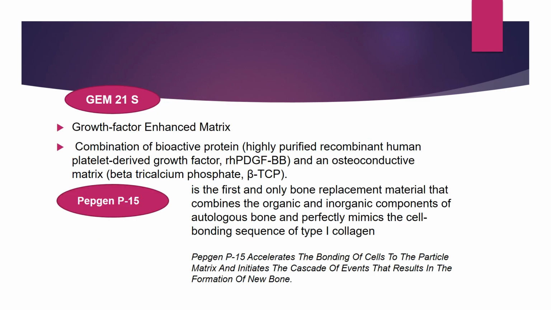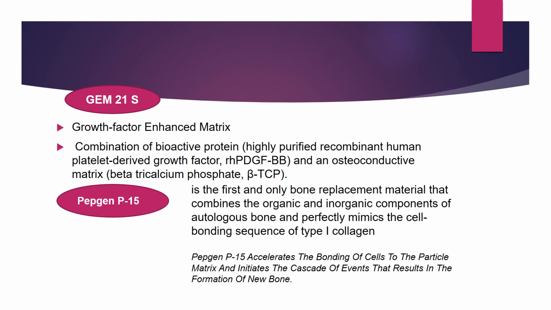Then comes GEM21S, the growth factor enhanced matrix. This is a combination of a bioactive protein as well as an osteoconductive matrix, that is a recombinant purified human platelet-derived growth factor and also beta tricalcium phosphate.